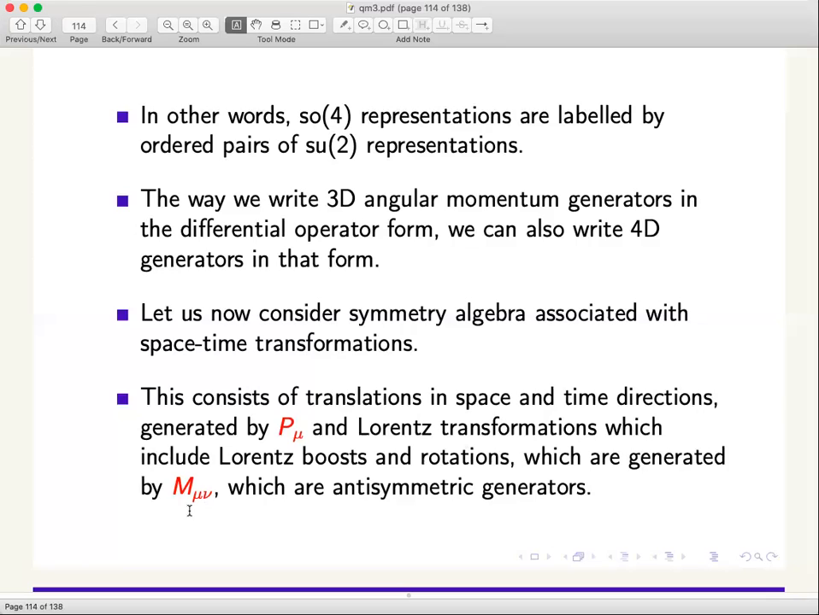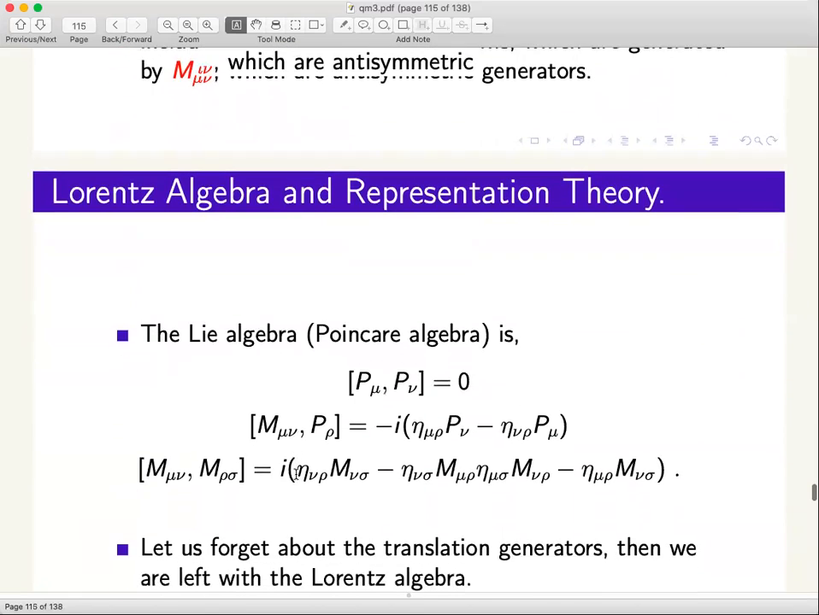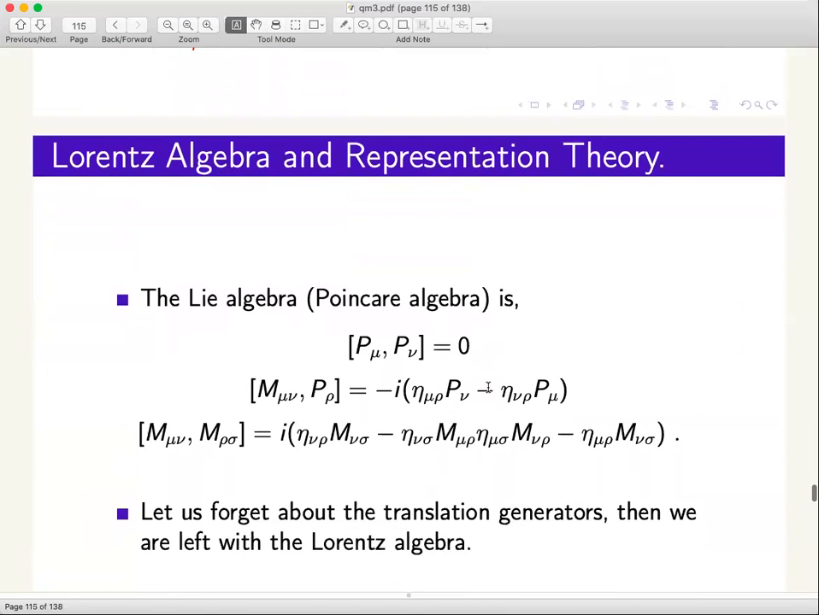Of which 1 2, 1 3, and 2 3 are spatial indices which correspond to rotations, and 0 1, 0 2, and 0 3 are Lorentz boosts, which mix time with space. Those are what are called Lorentz boosts. And the algebra, of course, is much more messy written in this particular form.